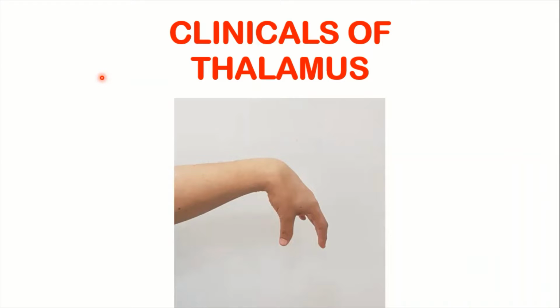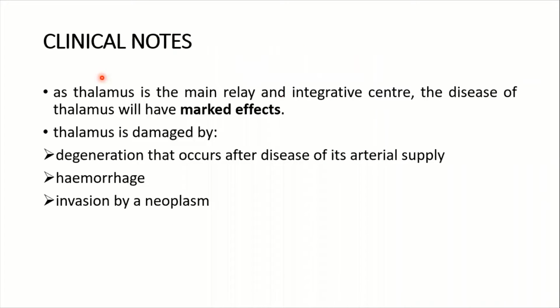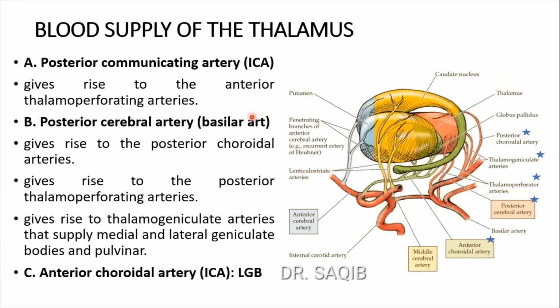I have started with you a series of lectures on thalamus, and today is the fifth lecture, the Clinicals of the Thalamus. As thalamus is the main relay and integrative center, the disease of the thalamus will have marked effects. Thalamus is damaged by degeneration that occurs after disease of its arterial supply, hemorrhage, and invasion by a neoplasm. As the arterial supply is important, first of all, let's study the blood supply of the thalamus.